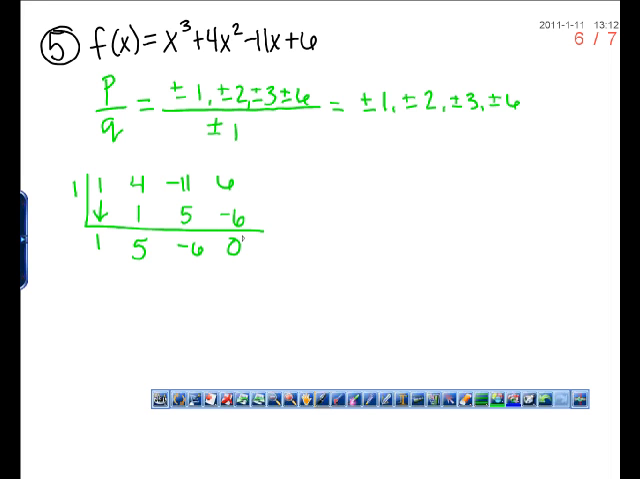What does this tell us? 1's a root, because my remainder is 0. Am I at a quadratic now? Yeah. If I weren't at a quadratic, and what I mean by that is the cx and x squared, I would keep trying possible roots using synthetic division until I get to a quadratic.